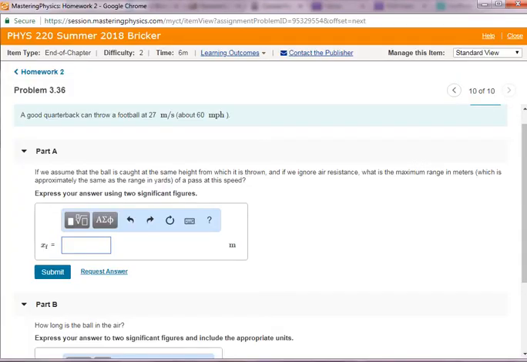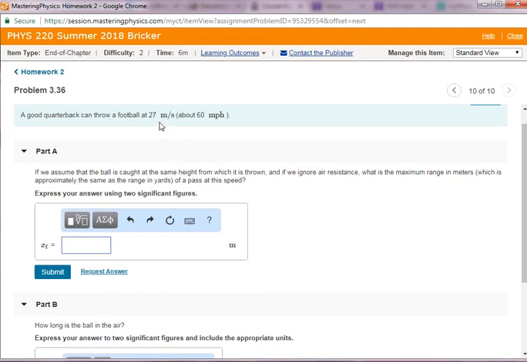For this last one: a good quarterback can throw a football at 27 meters per second. If we assume that the ball is caught at the same height from which it's thrown, and we ignore air resistance, what is the maximum range in meters, which is approximately the same as the range in yards of a pass of that speed? So what is the maximum range? Well, use the range equation that we just came up with and use theta 45 degrees. That'll give you the maximum range.